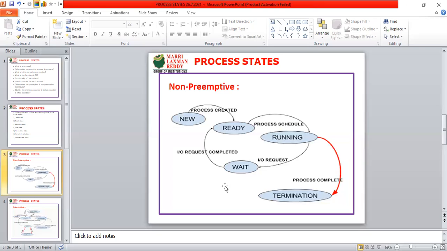Here, in the new state, the process is created. Before creating the process, the program is in secondary memory.